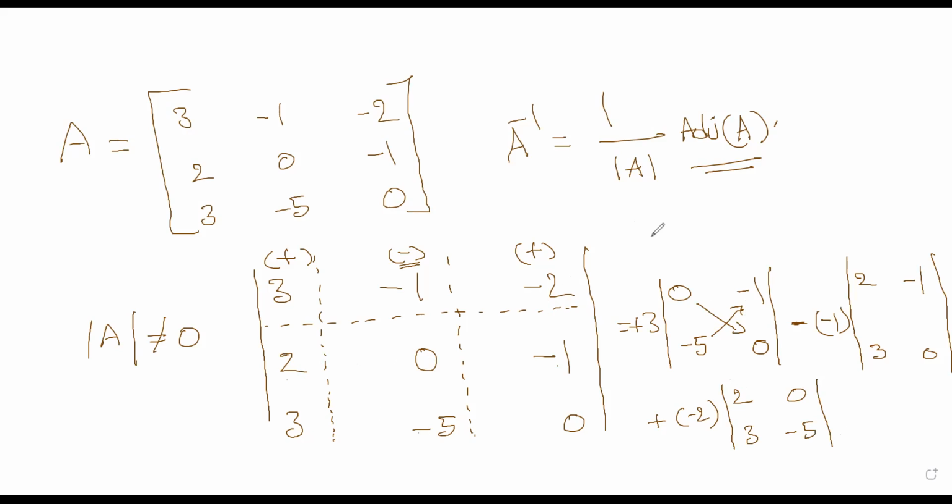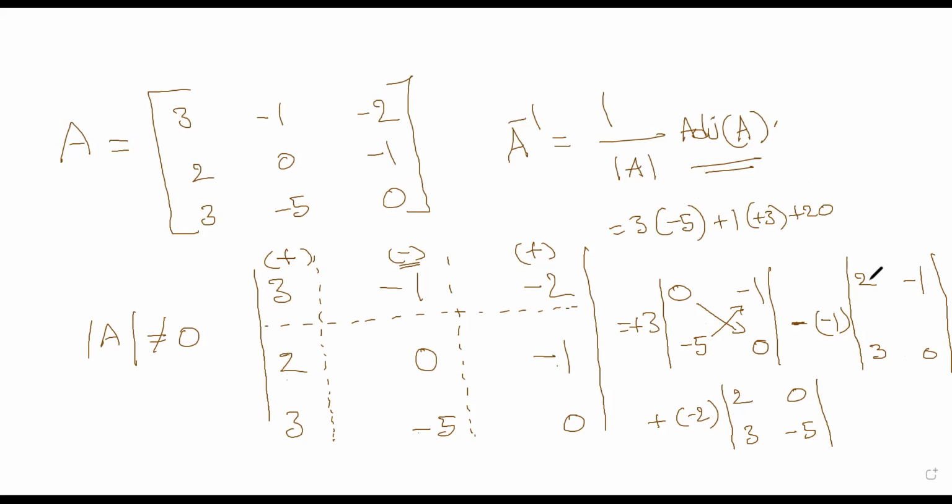So 0 into 0 is 0, and 5 into minus 1 is plus 5, so you get plus 5. Next, minus of minus 1 into 0 minus 3 gives plus 3. Next, this is minus 10 into minus 2, that is plus 20.